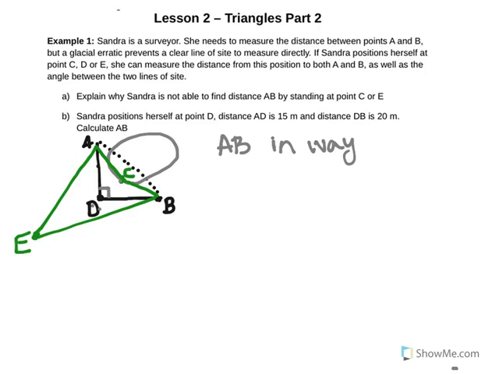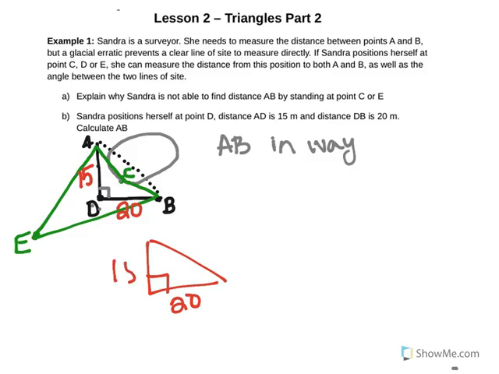So we're going to assume this is 90 because we're going to assume that's on the ground. And part B tells us that she's positioned herself at point D, and she has measured that distance A to D is 15, and she's measured that D to B is 20. So these other points are really irrelevant, because she can make this right triangle regardless of if there's actually something in the way. She doesn't need to physically measure it. So it's just the Pythagorean theorem now.